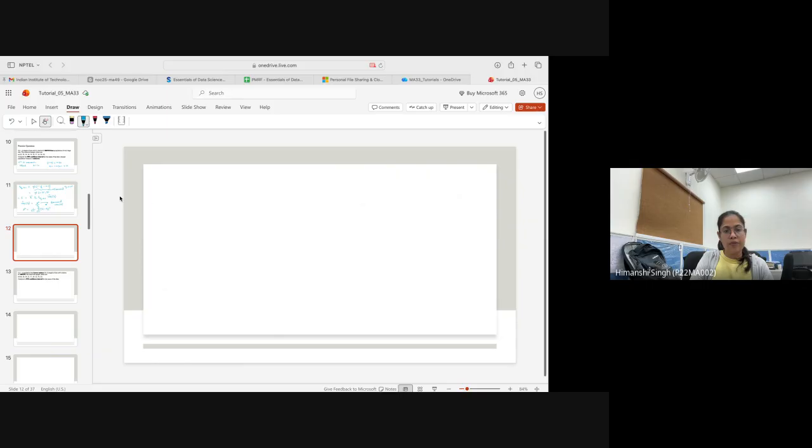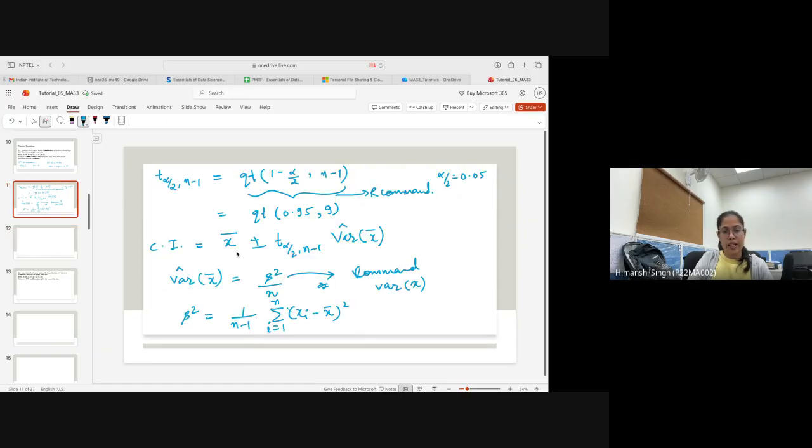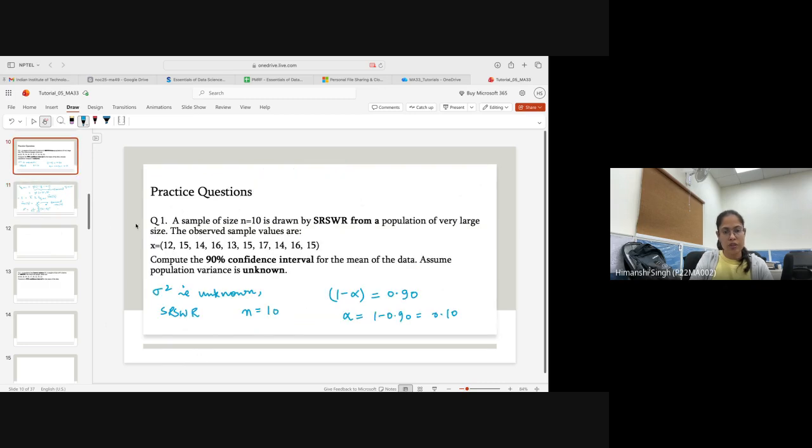Fine. So let me show you. This is basically x bar plus minus this quantity. Let me calculate all these quantities using R. We will do the calculation using R. So this is the sample. Let me show you this in R. Just a minute. Let me share it.